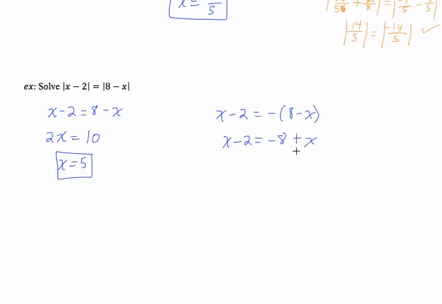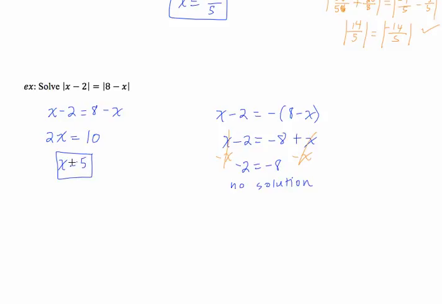After we distribute that negative, I get x minus 2 equals the negative of x minus 8, so negative 8 plus x. If you subtract x from both sides, you get negative 2 equals negative 8. Well, that's not possible, so this particular side actually has no solution. So x equals 5 should be the only solution.